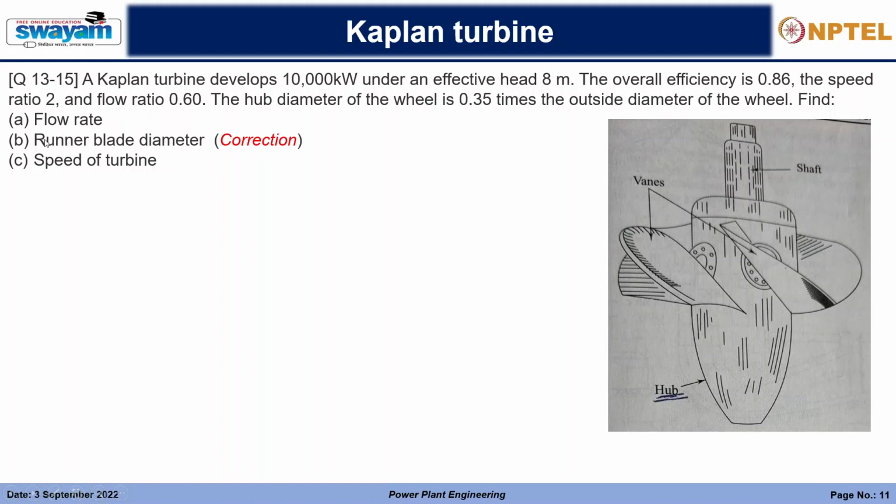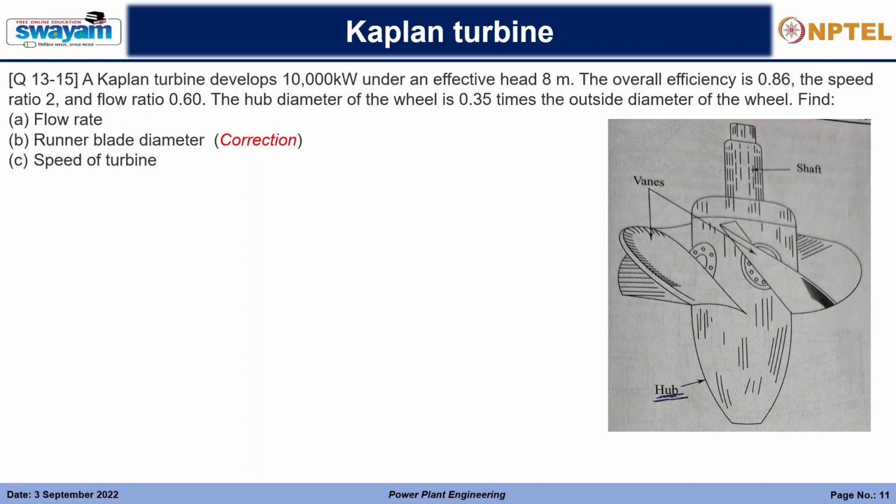Actually it was given as the hub blade diameter, but none of the answers corresponded to the hub blade diameter. One of the answers was actually matching the runner blade diameter. I will again confirm this with the question makers, but I think this should be the runner blade diameter. Then the third option is the speed of the turbine.